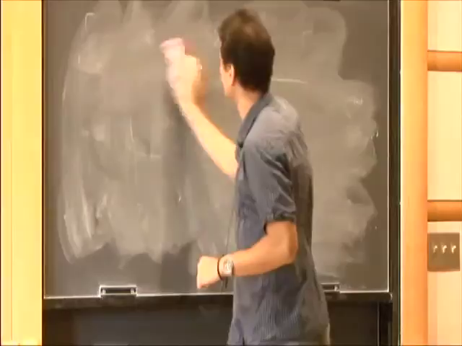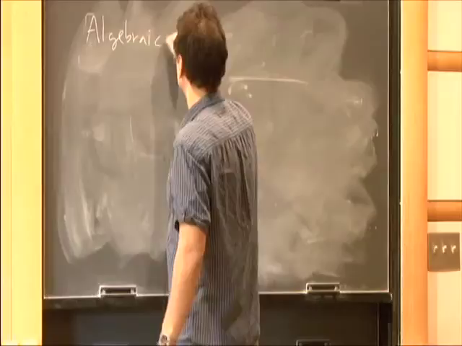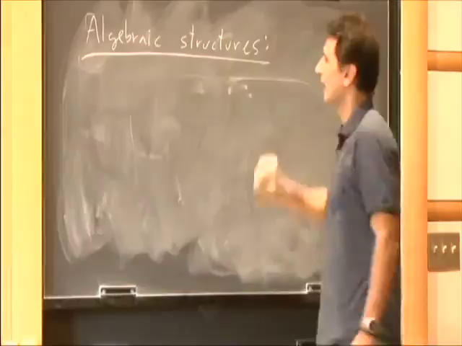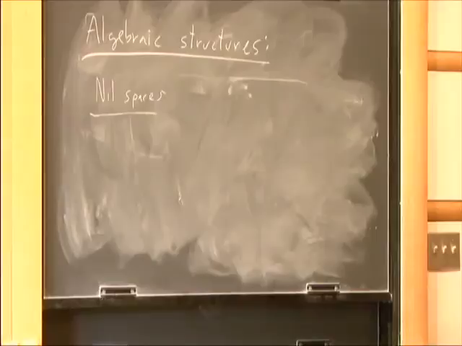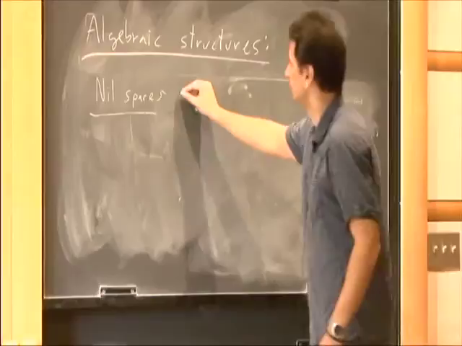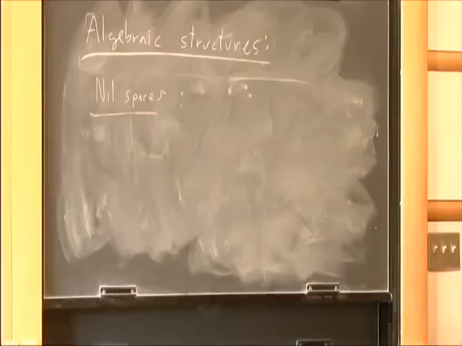Okay, so what are these algebraic structures? I call them nil spaces. And the name is just there because they are related to near manifolds, but they are much simpler objects. They are combinatorial, in some sense very combinatorial. So nil spaces are generalizations of abelian groups. Let me just first start with some motivation here.